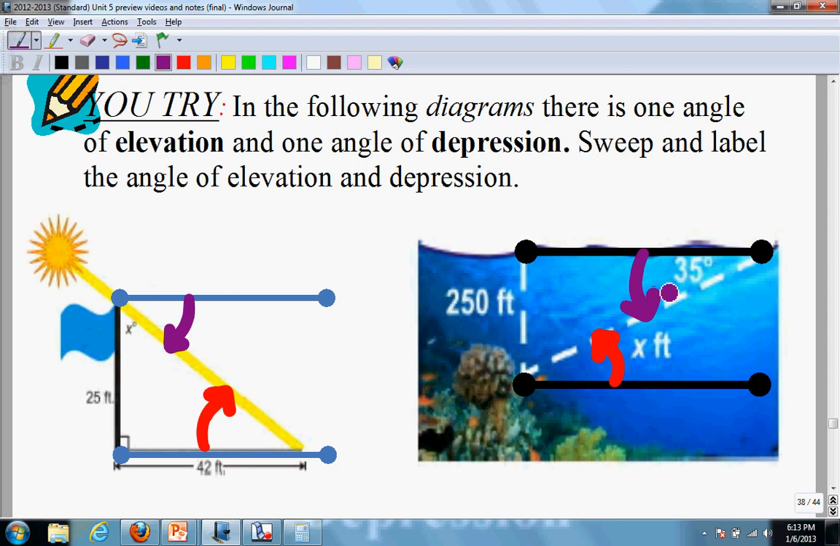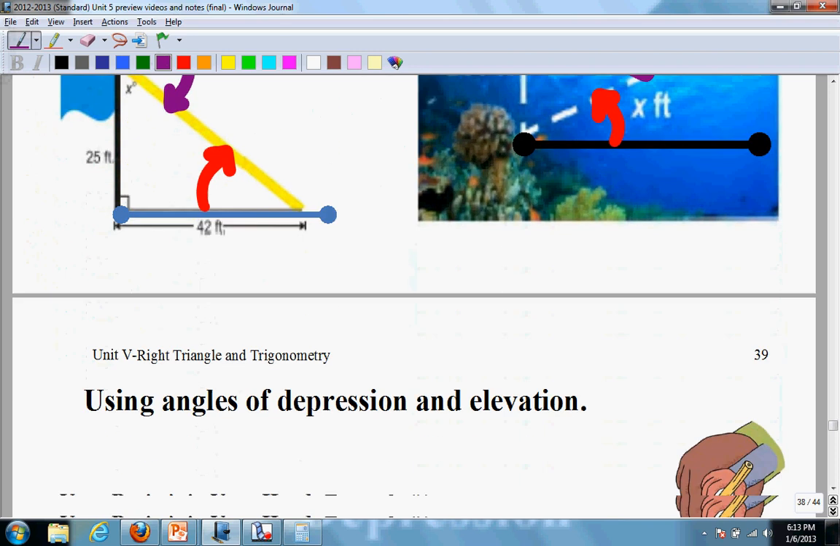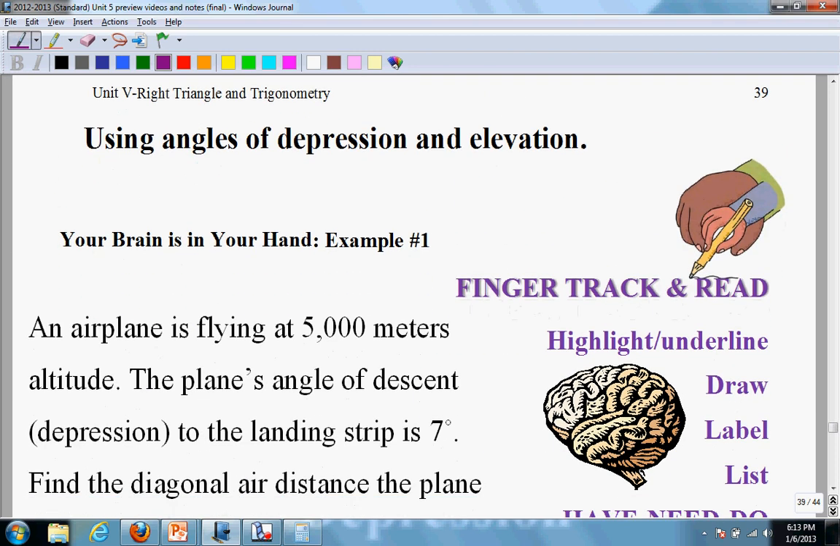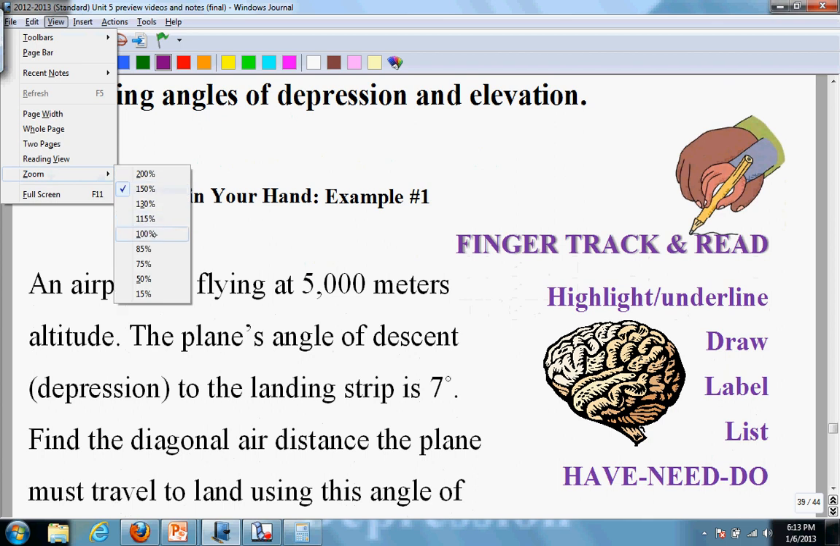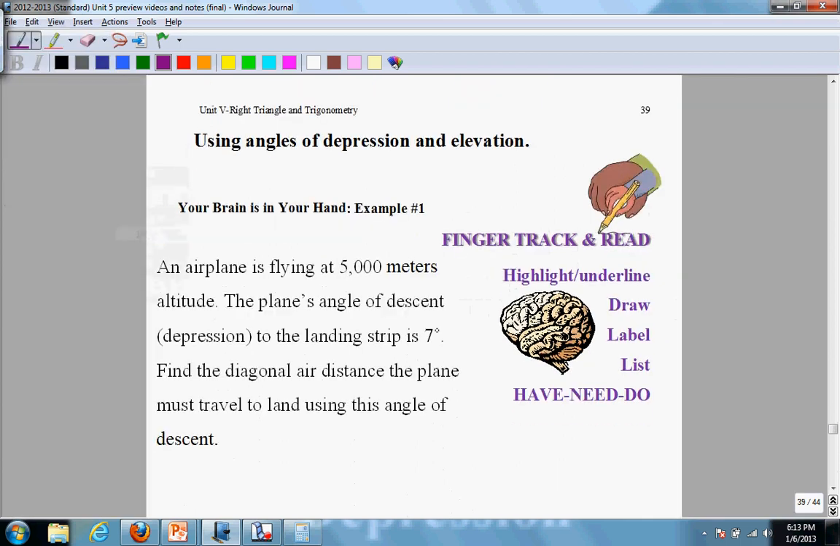Knowing this, we're going to do a couple word problems together, using angle of depression and elevation. And we're going to follow the brain is in our hands. So first we're going to finger track read, highlight, underline, draw, label, list, have, need, do. So finger track and read with me.